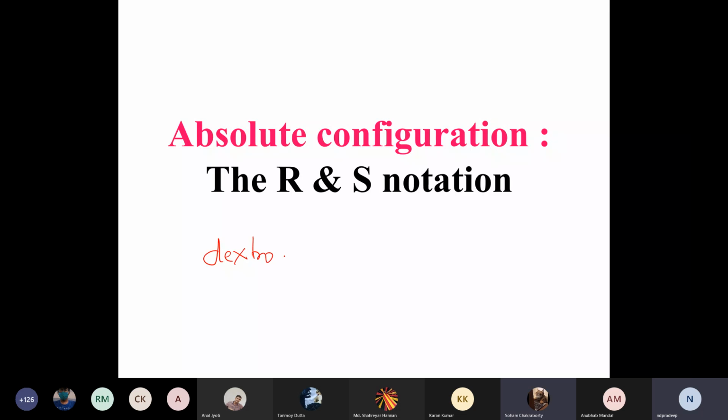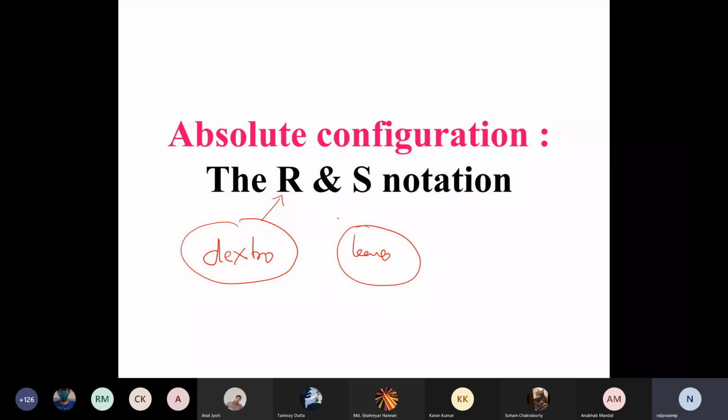Yes, sir. And you have known this. Now where the misnomer comes in is that people are thinking the same way for R and S. Many of these guys think that dextro goes to R and levo goes to S. No, sir, not at all.